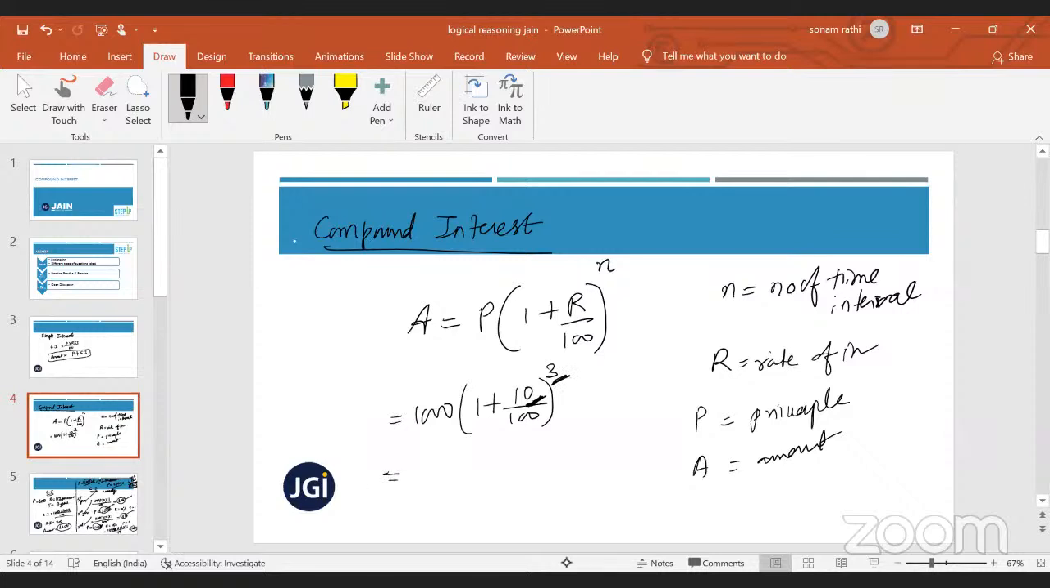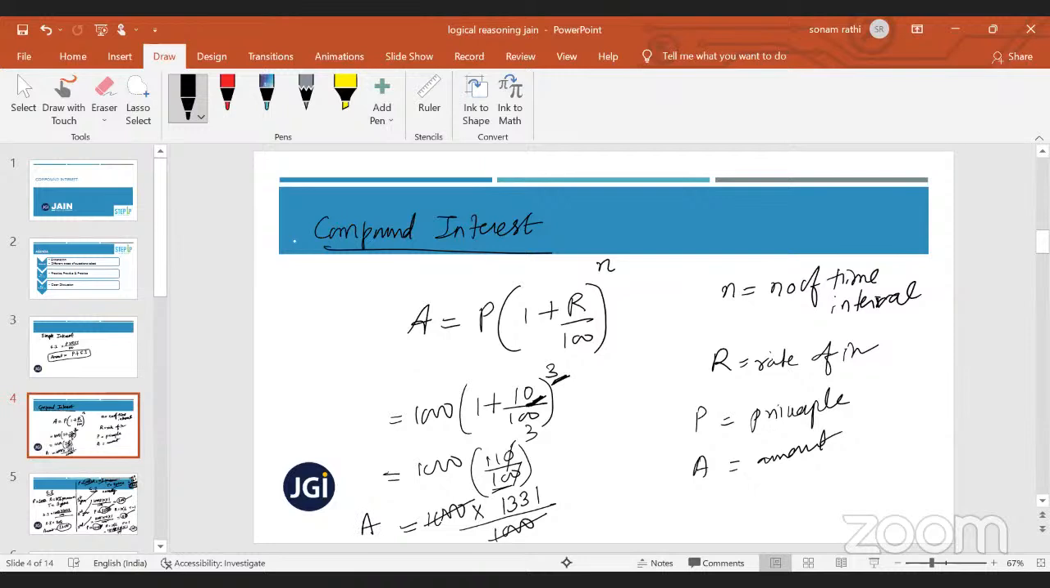So now 1000, 110 by 100 to the power 3, the zeros cancel. 1000 into 11 cube. 11 cube is 1331, and 10 cube is this. So this is your amount.